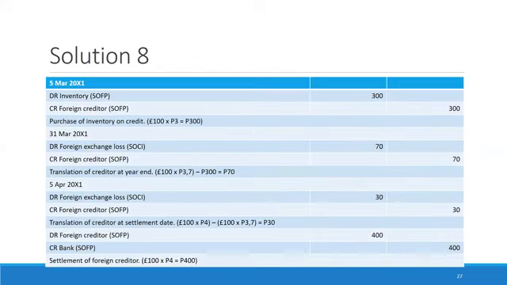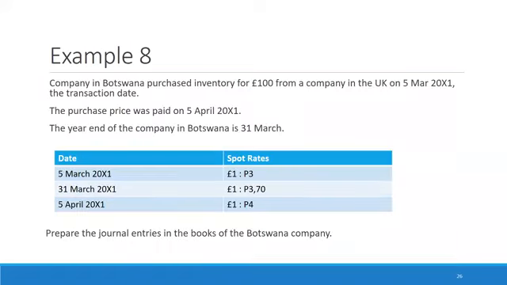So any monetary item, such as your foreign creditor, now needs to be updated. If we update it, we find that now, if we were to settle our foreign creditor at year end, we would actually have to pay them 370 pula. Okay, but we initially recorded our foreign creditor at 300, so we need to account for that additional 70 as a result of the movement in exchange rate. So credit our foreign creditor with the additional 70 that we would have to pay, and debit our foreign exchange loss.